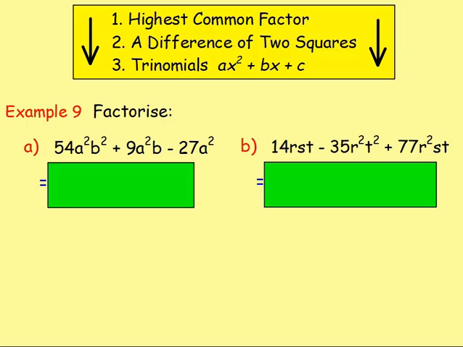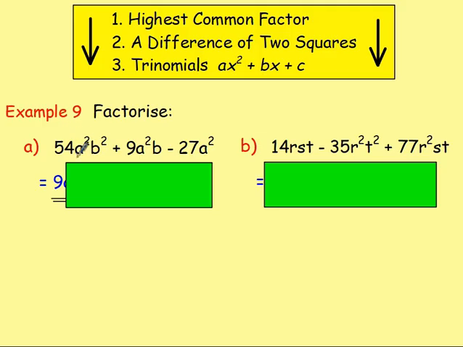And with this one, example 9, same as before, if you can factorise these, you will be absolutely fine with any factorising questions. 54, 9 and 27, the biggest times table they are all in is 9. It is good.